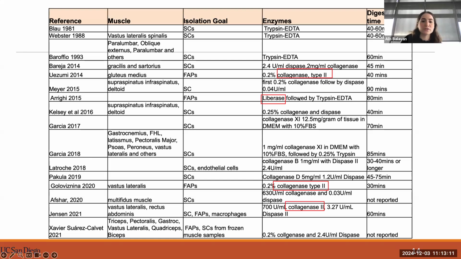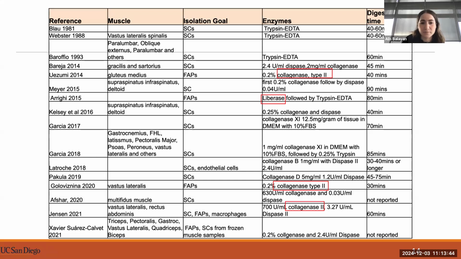When you look closely, you could see that a lot of studies that did fibroadipogenic progenitor isolation by themselves use some sort of collagenase 2 and collagenase 1 combination, mostly concentrating on collagenase 2. And for satellite cells, they used both the dispase and a collagenase concentration. But a lot of these studies use very different enzyme concentrations and units and varying times for dissociation. So I had to formulate my own.